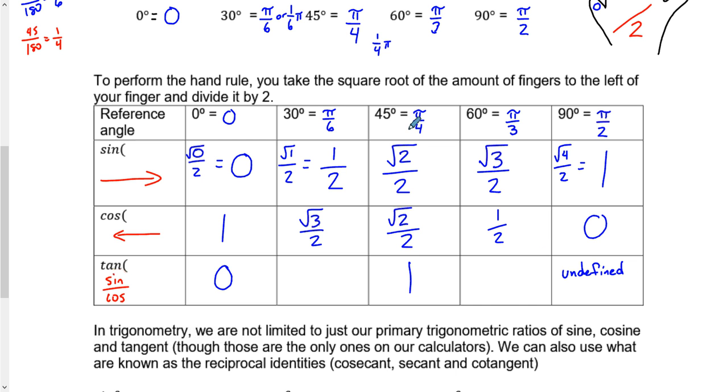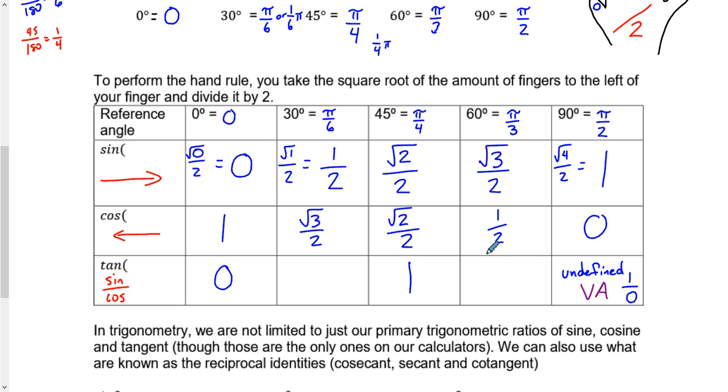Or if you're really fancy, it is a vertical asymptote. We don't really need to know that too much. We're not going to be doing too many undefineds, but as long as you know that it is 1 divided by 0, which is undefined, we'll talk about tangent having vertical asymptotes in a later unit.